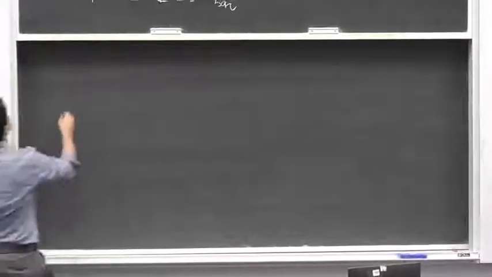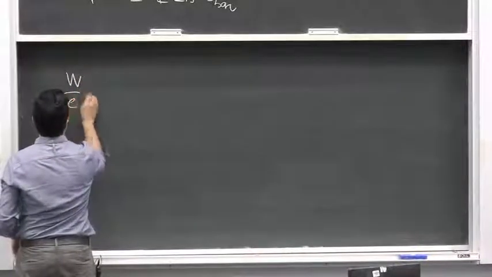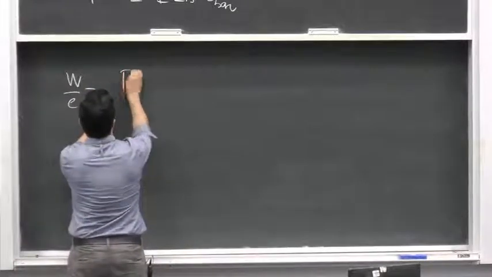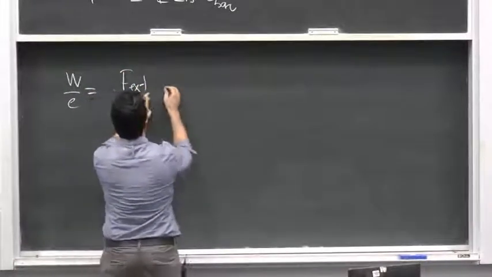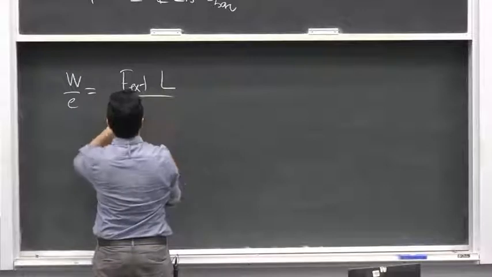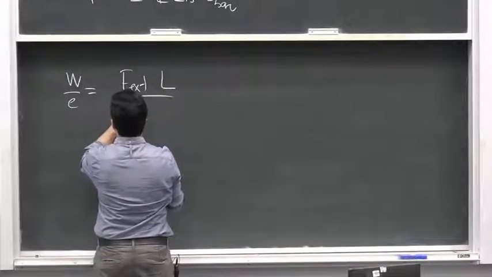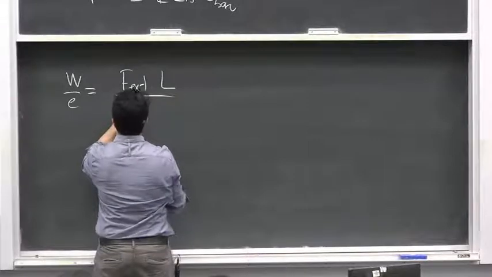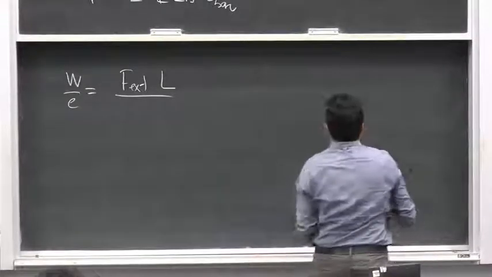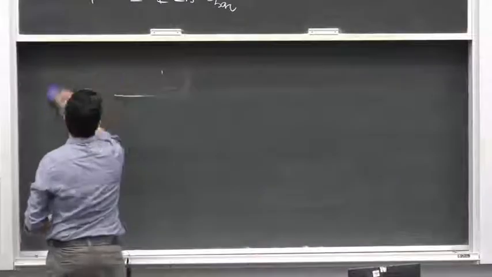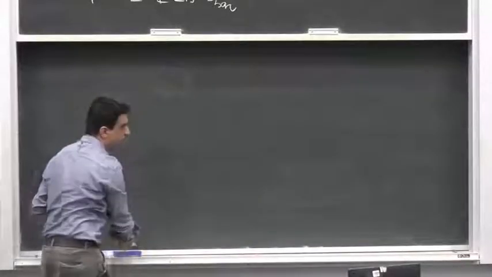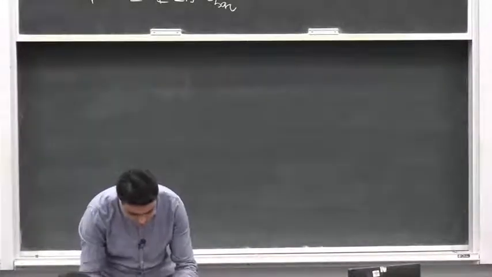So work per unit charge would be equal to F external into distance L. Okay, let me check the thing.